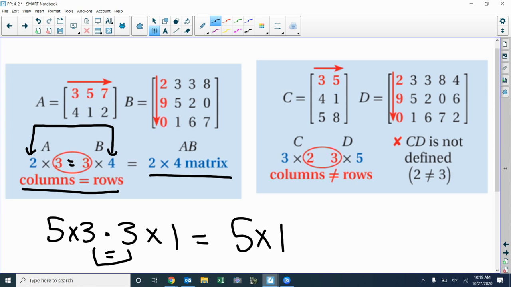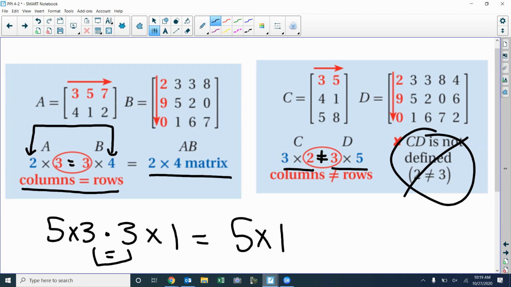Here, we have a 3 by 2, a 3 by 5. Well, these aren't equal, are they? So I cannot do this one. It will not work. It is not defined. I cannot multiply them. So it is different than adding. It is a little different from adding, isn't it?